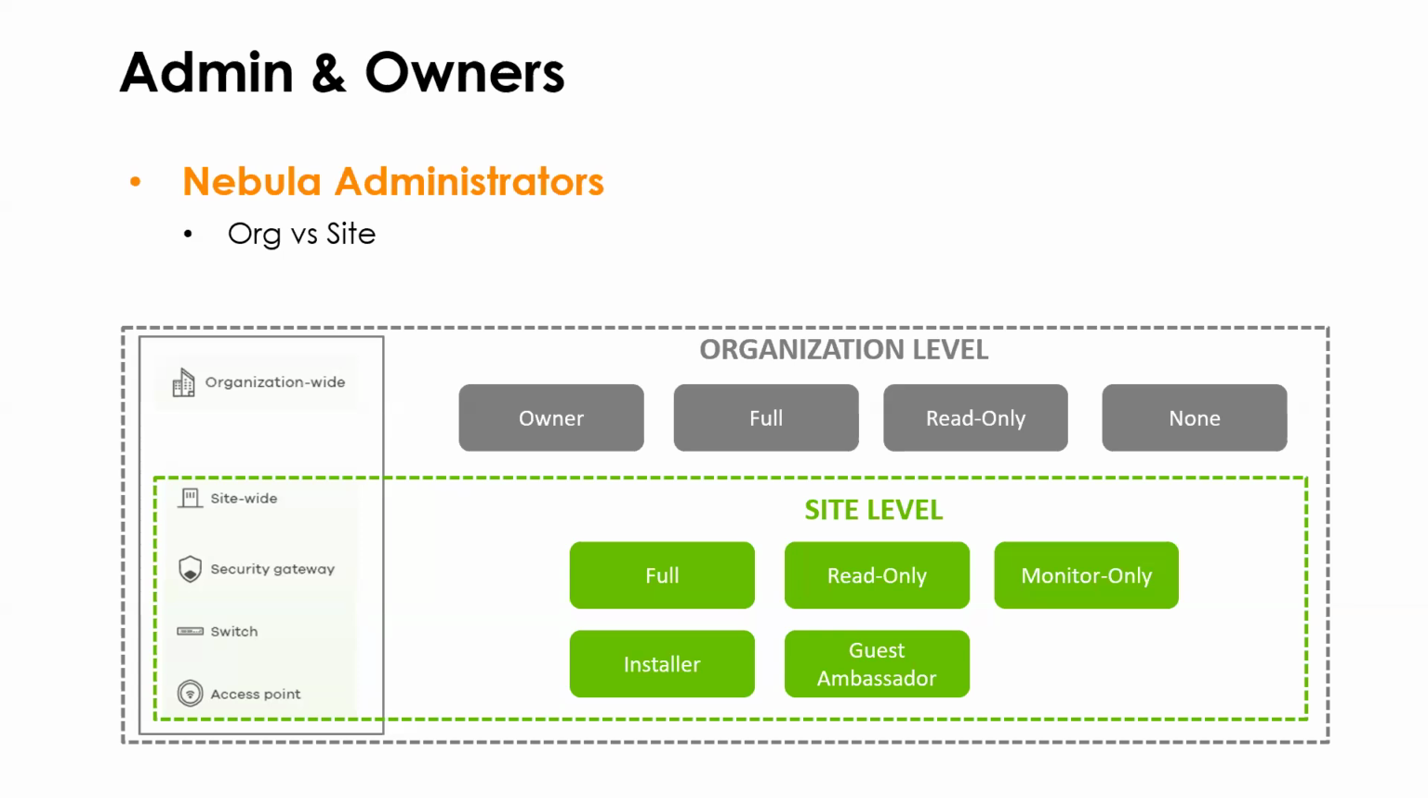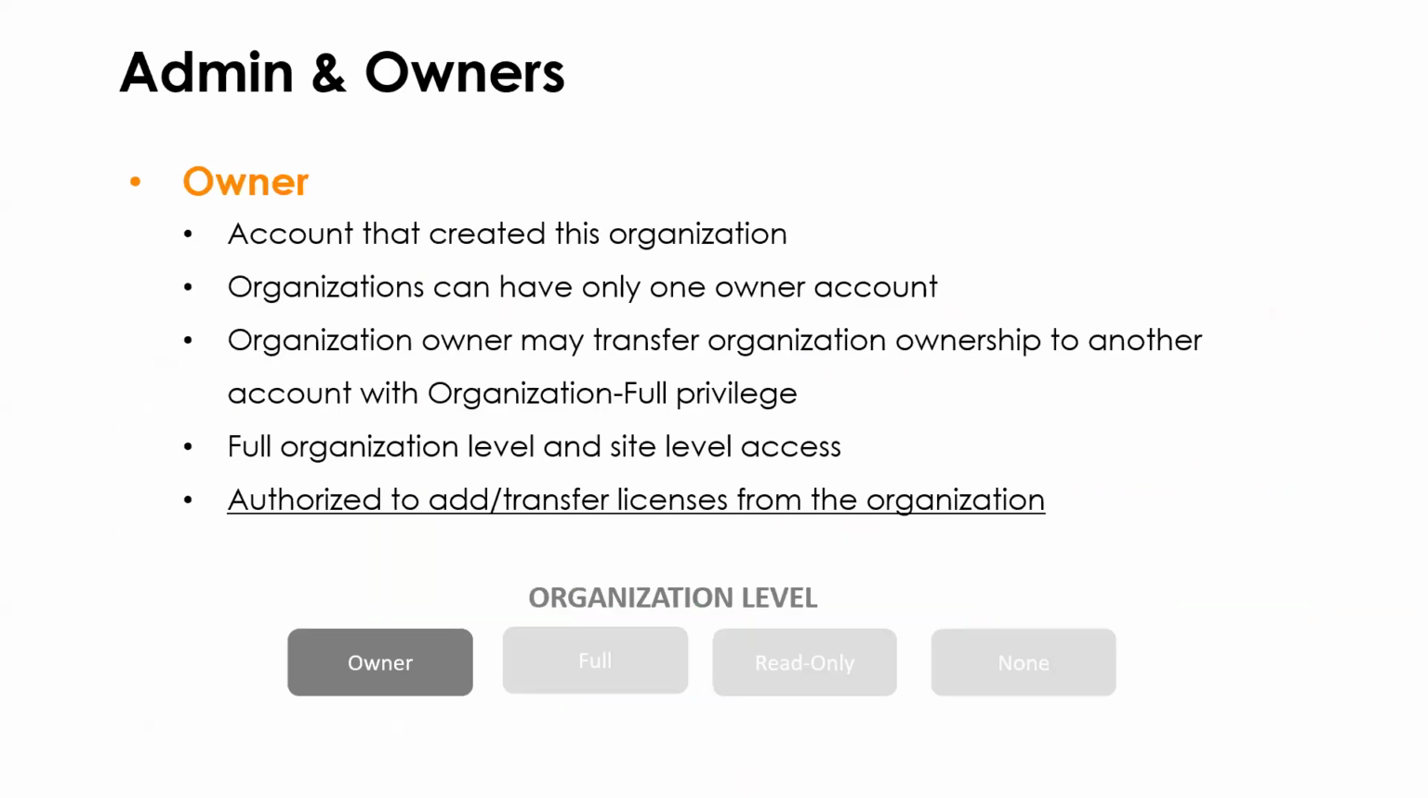So we'll start by talking about the organization level, right? So again, an organization may have several different sites, and we've got 4 different options that are available for the level of that admin user. So whoever first creates an organization is the owner. An organization can only have one owner at any time, and only the organization owner may transfer ownership of that organization to another user.